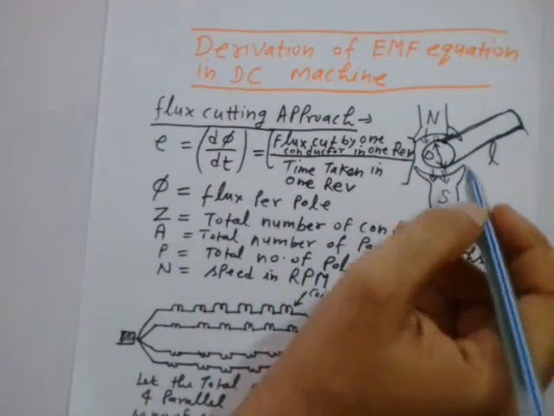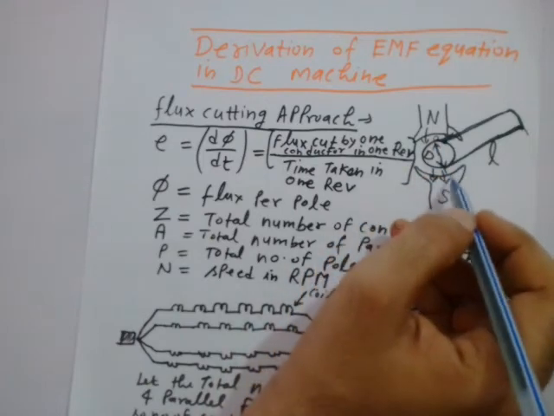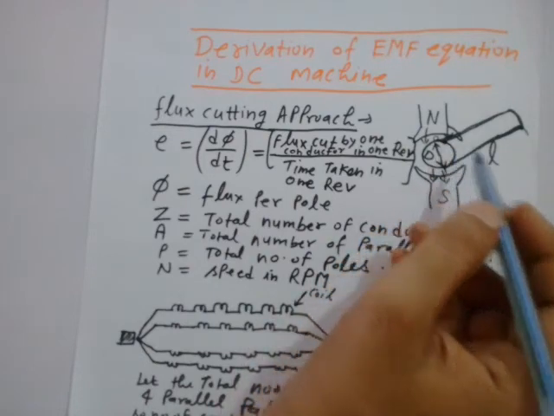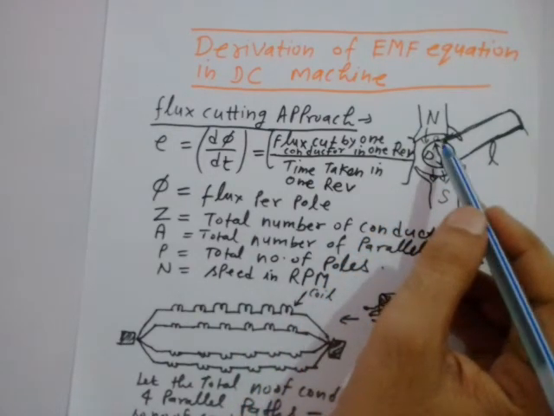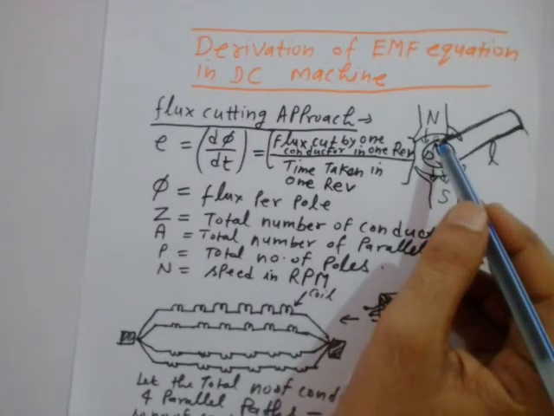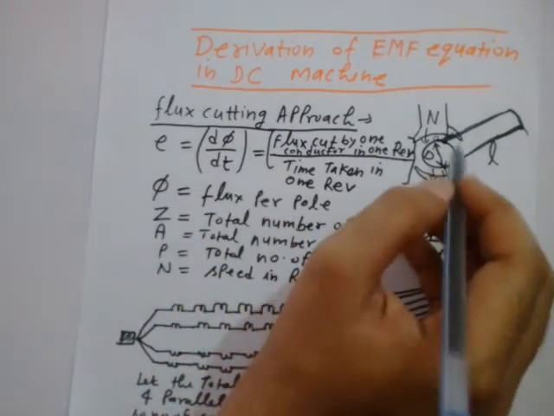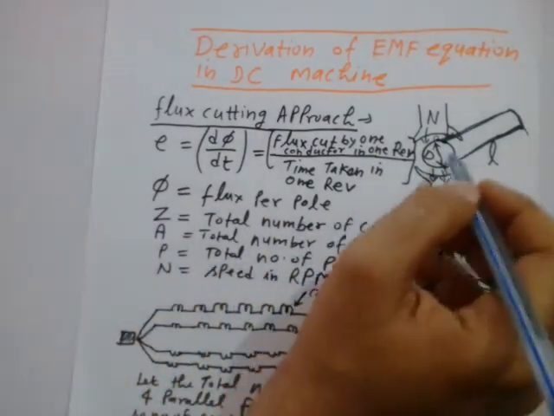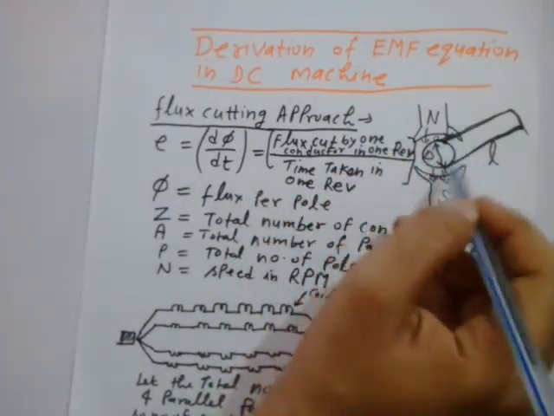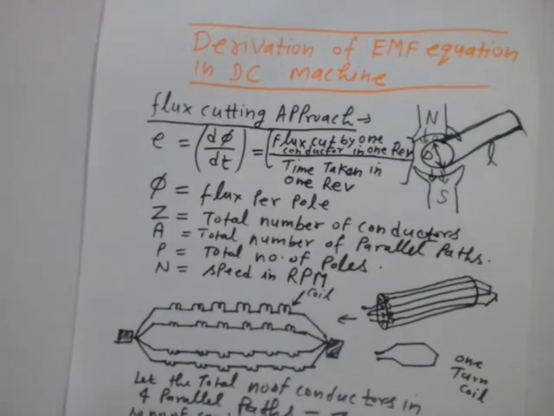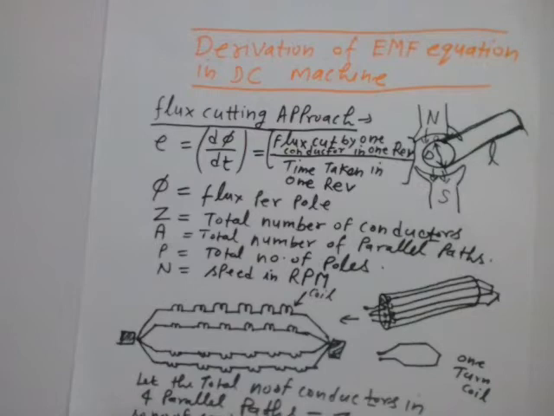4 phi. Similarly, if it is a 6-pole machine, then what is the total flux cut by one conductor in one revolution? Total 6 phi. Similarly, if it is an 8-pole DC machine, then the total flux cut by one conductor in one revolution is 8 phi, right? If you want to generalize it, for a P-pole DC machine, what is the total flux cut by one conductor in one revolution? It will definitely be P into phi, where P is the total number of poles and phi is the flux per pole, right?